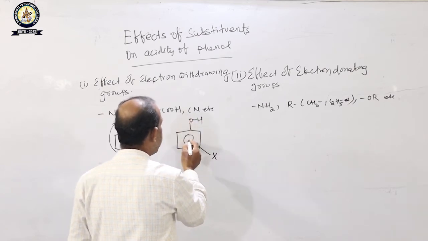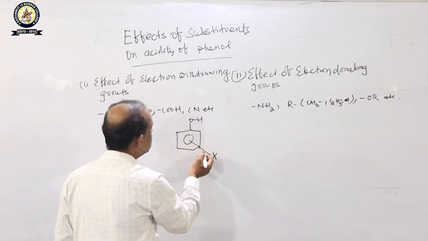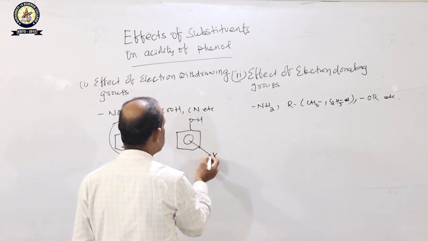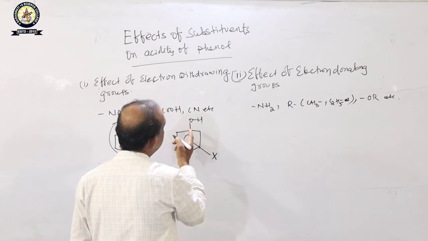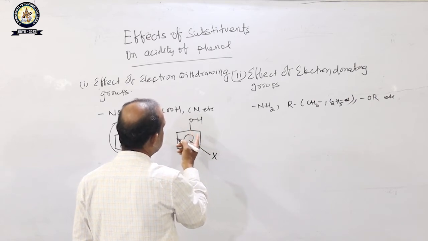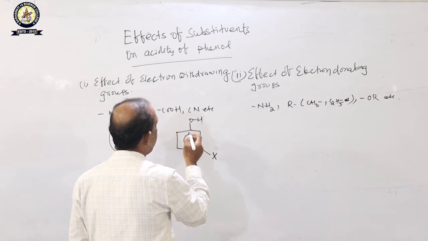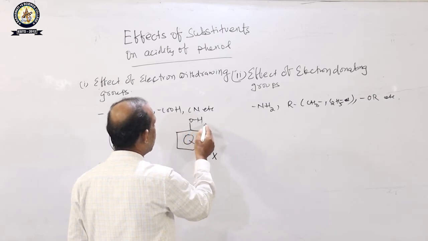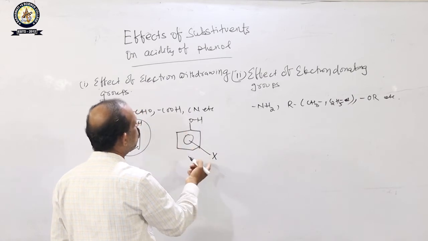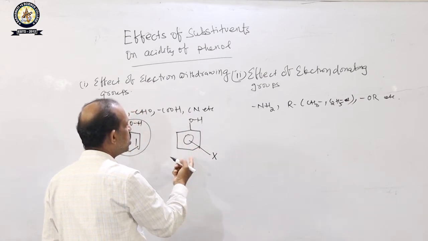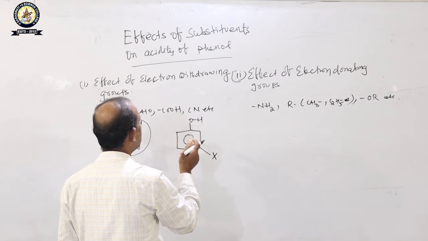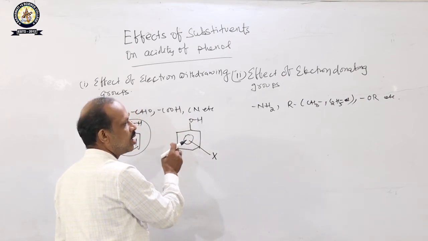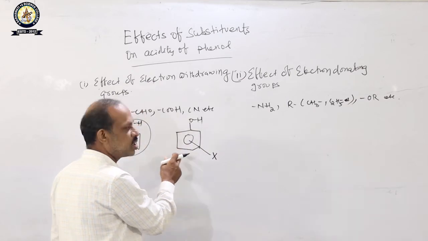So suppose that is a minus I group or minus R group. Through resonance, it will decrease the electron density so that deprotonation or release of proton will be easier. So what are the electron withdrawing groups? Through resonance we will discuss the effect of substituent on the acidity of the phenol.